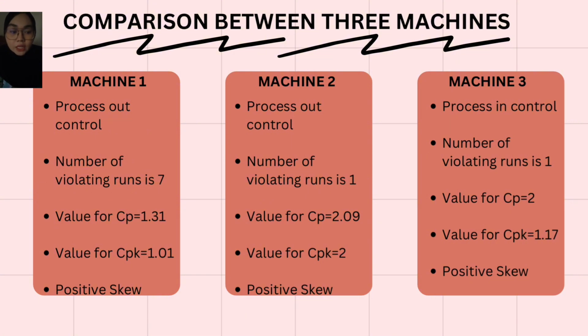For machine 3, the process is in control, where the number of violating runs is 1. The value for CP equals 2 and the value for CPK equals 1.17, where machine 3 is positively skewed. Additionally, the highest number of violating runs is machine 1, where the violating runs are 7.